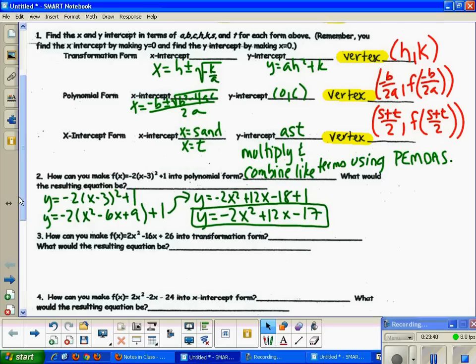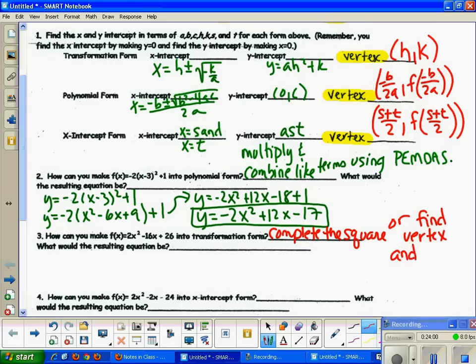Then for the next one, it says, how can you make f(x) equals, so polynomial form into transformation form? So there's two ways you can do this. You could complete the square, or you can find the vertex and use the same a value from your original equation. So I'm going to do both for this.